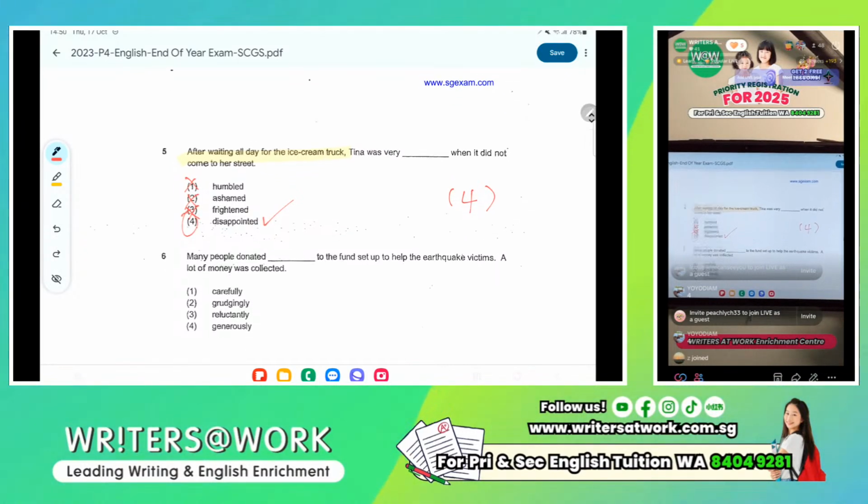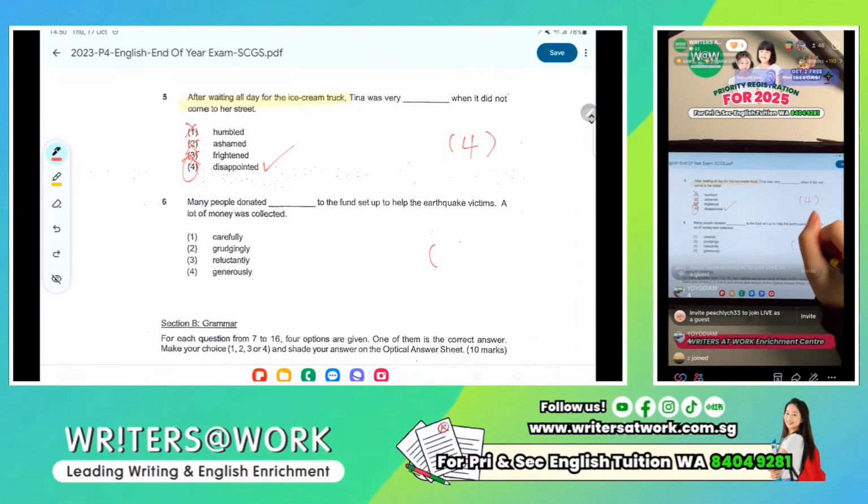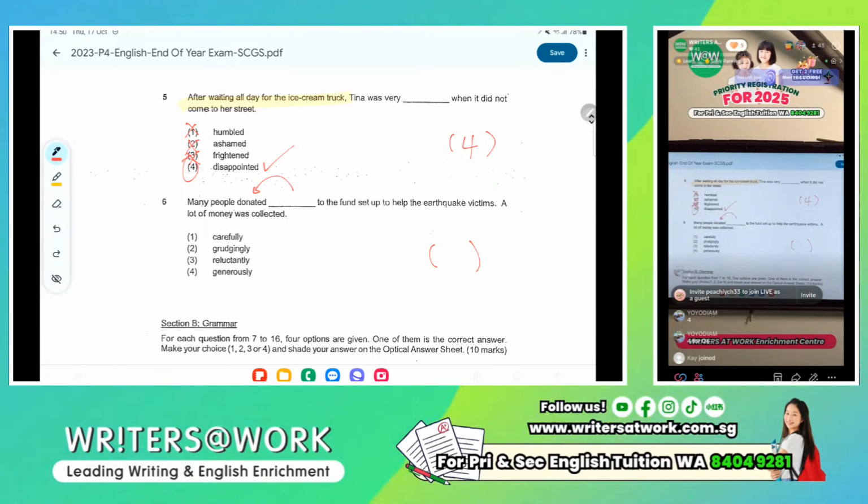Many people donated blank to the fund set up to help the earthquake victims. Donated blank. This is an adverb to describe the donation, right? So, for question 6, donated generously. Yes. Thank you, Yo Dan, for your answer. Question 6, yes, the answer is number 4, donated generously.